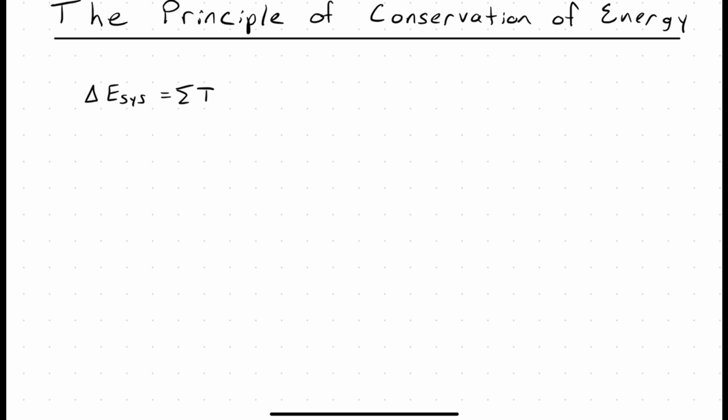This principle states that the change in energy of a system is due to the sum of all energy transfers across the system's boundary. Let's expand each term of this equation and learn more about how we might understand it.